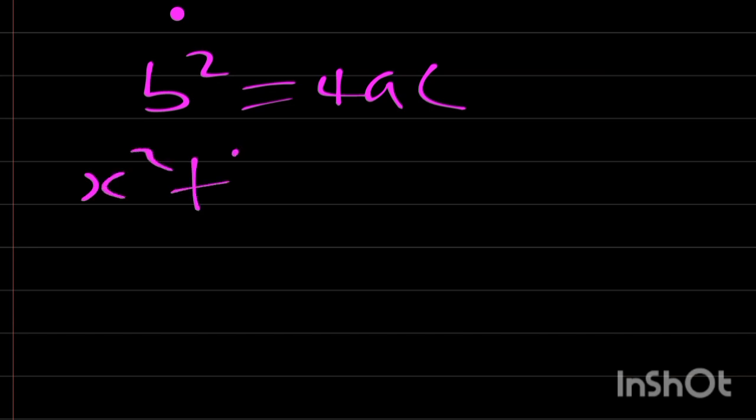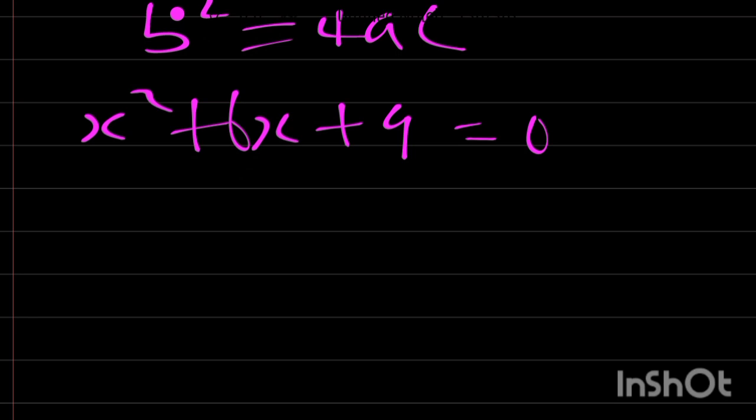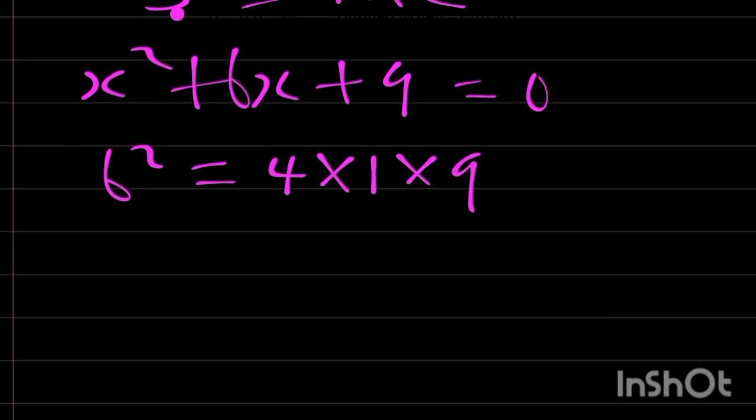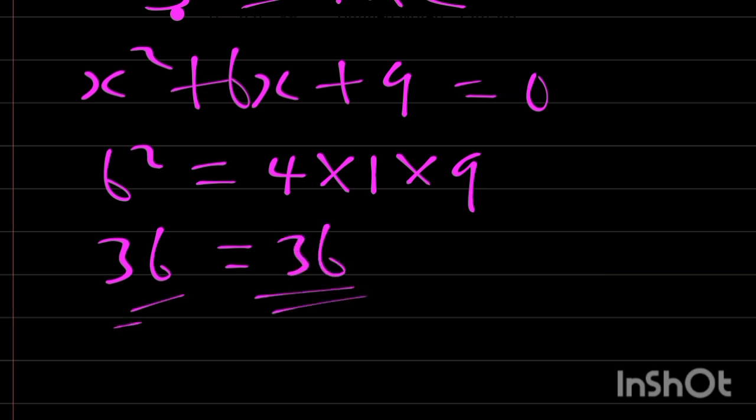X squared plus 6x plus 9 is equal to 0. Is this a perfect square? What is my b? Definitely 6 is my b. 6 squared is equal to 4 times 1 times 9. 36 is equal to 4 times 9, which is also 36. Therefore, the expression is a perfect square.